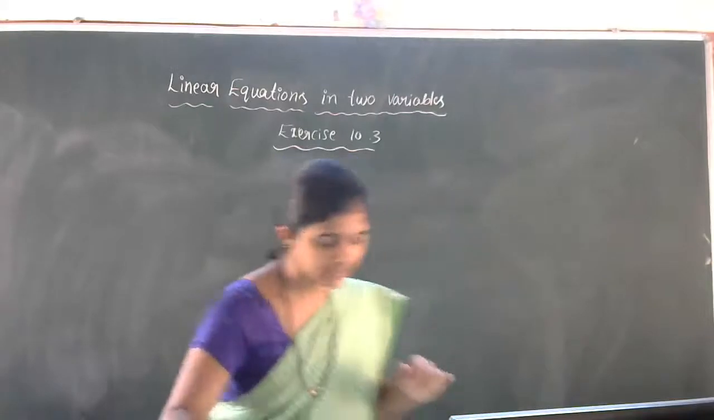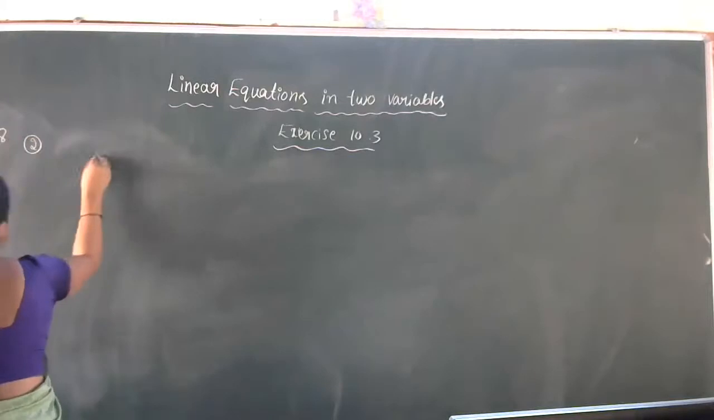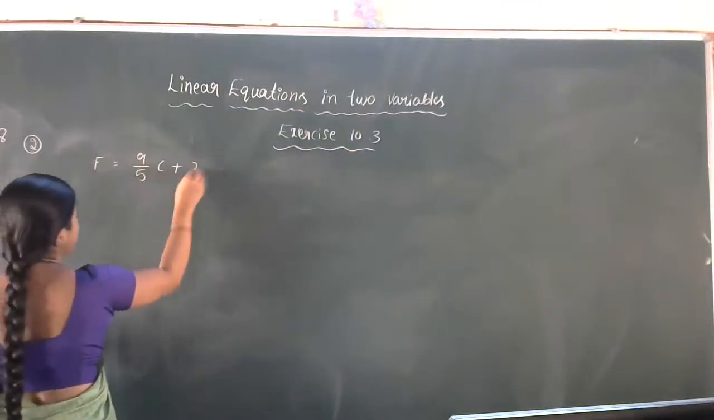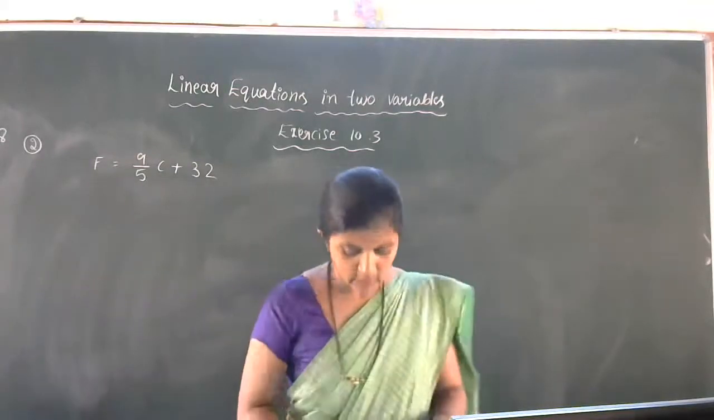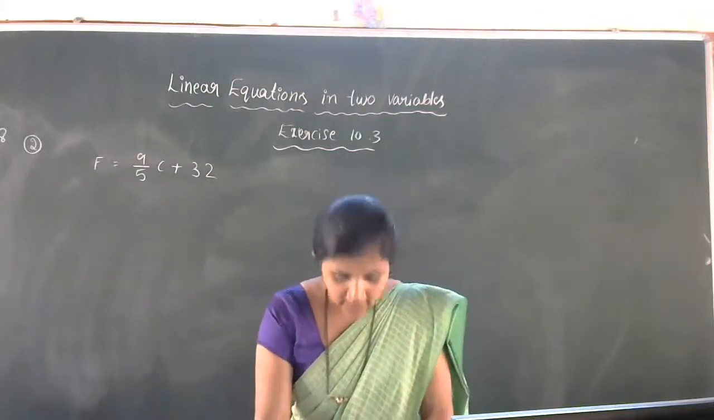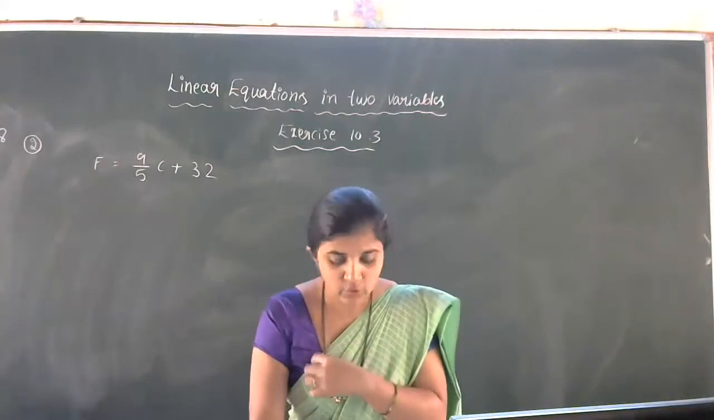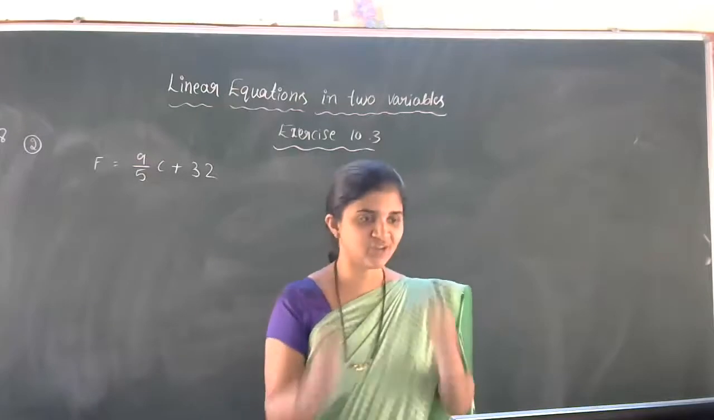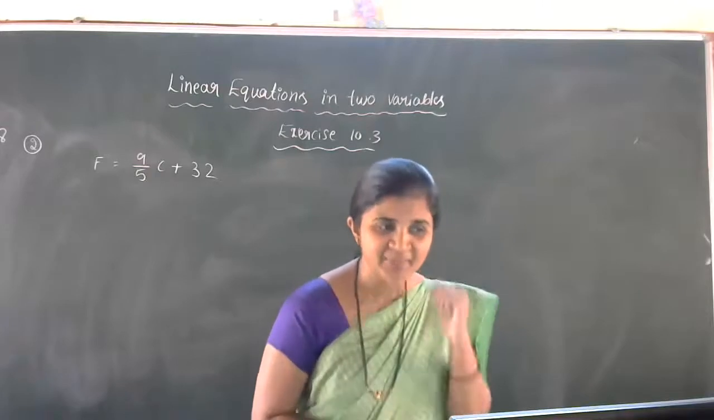Okay, second one. The same expression we have to take. 8th main, second one, F is equal to 9/5 C plus 32. This expression only we are taking for the second one. So now I am going to read the second one. If the temperature is 30 degrees Celsius, what is the temperature in Fahrenheit? We have to find out.